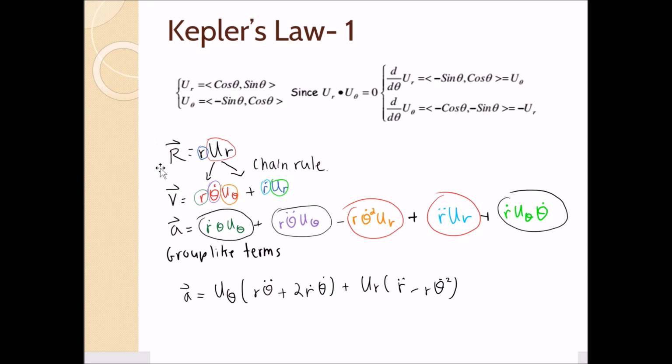So now we have our position function r equaling r times U_r. We'll take the derivative of this, and with some chain rule, we have r theta dot U_theta plus r dot U_r. And we'll take the second derivative to get an equation for our acceleration, and we have all of this junk here, and we'll group the like terms, so we end up with the acceleration vector equaling U_theta times (r theta double dot plus 2 r dot theta dot) plus U_r times (r double dot minus r theta dot squared).